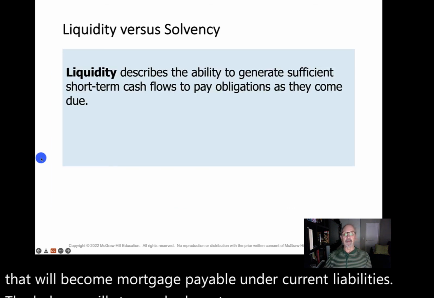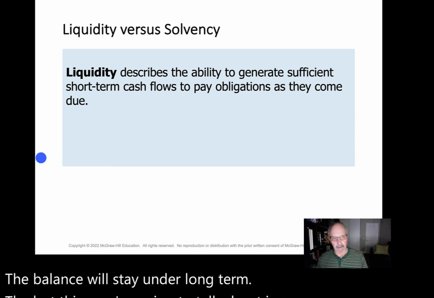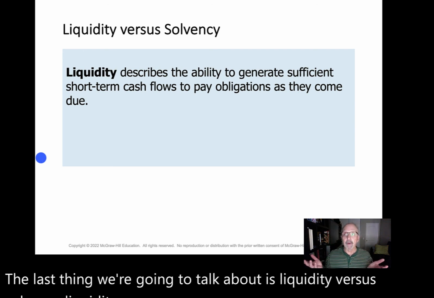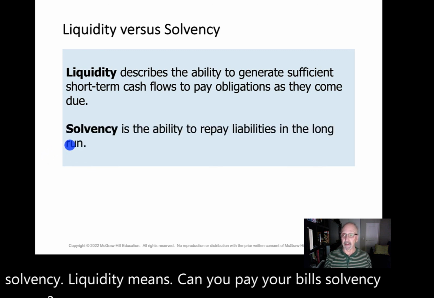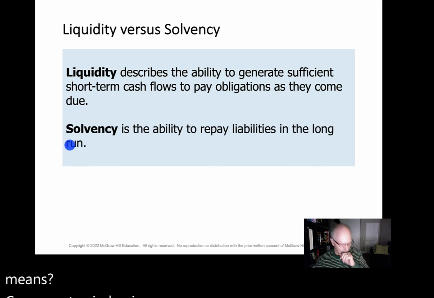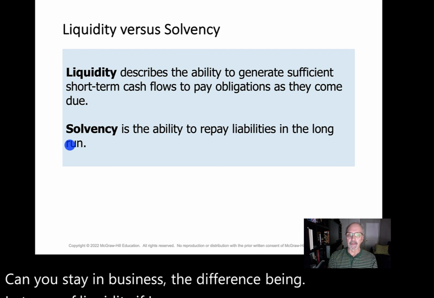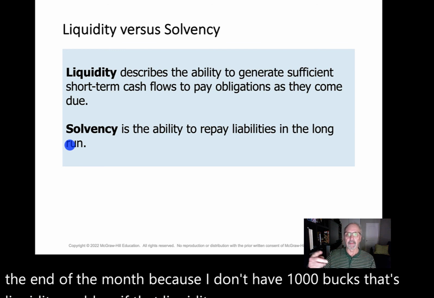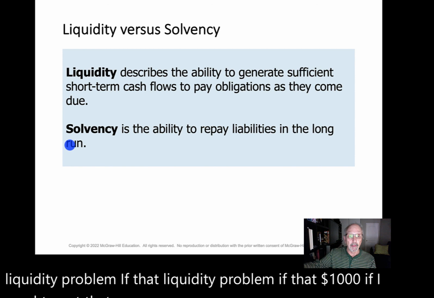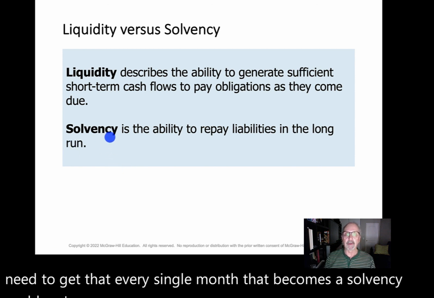The last thing we're going to talk about is liquidity versus solvency. Liquidity means, can you pay your bills? Solvency means, can you stay in business? The difference being, in terms of liquidity, if I go and borrow $1,000 to pay my bills at the end of the month because I don't have $1,000, that's a liquidity problem. If I need to get that $1,000 every single month, that becomes a solvency problem because I'm never going to be able to keep it going.